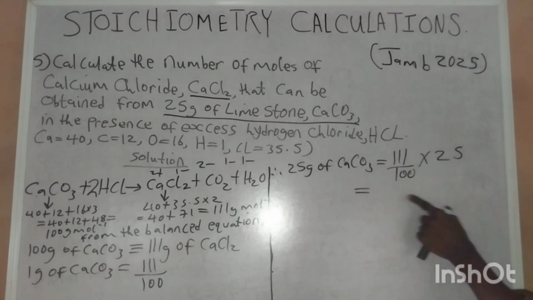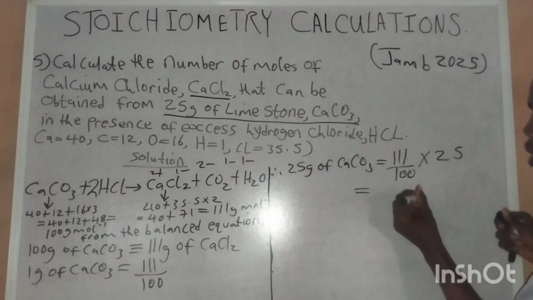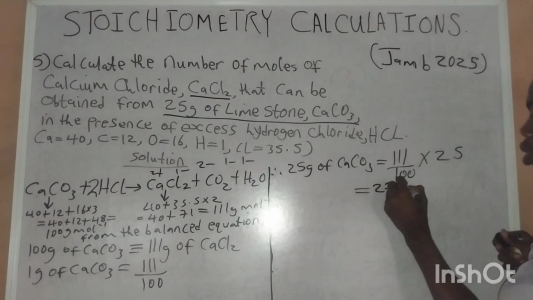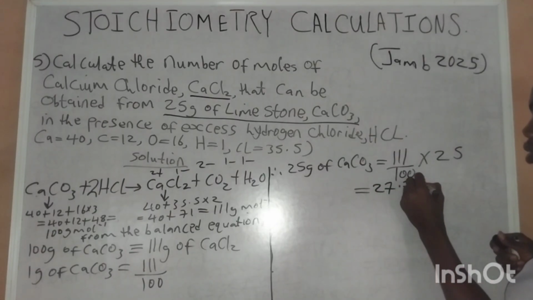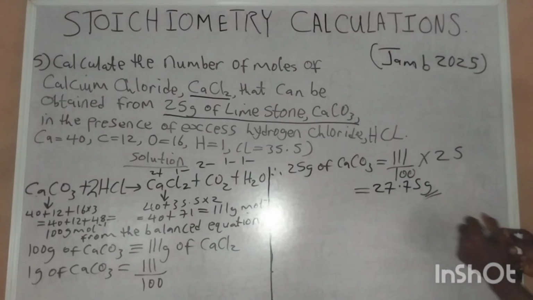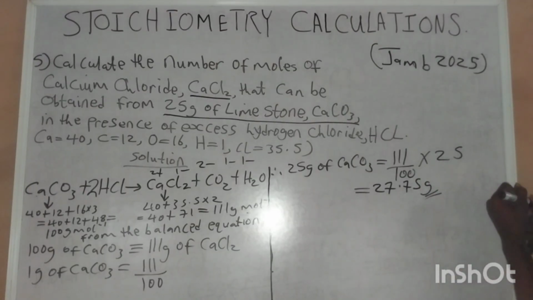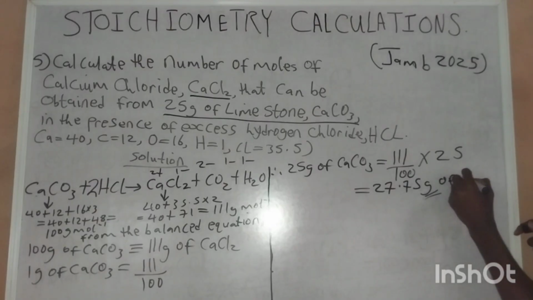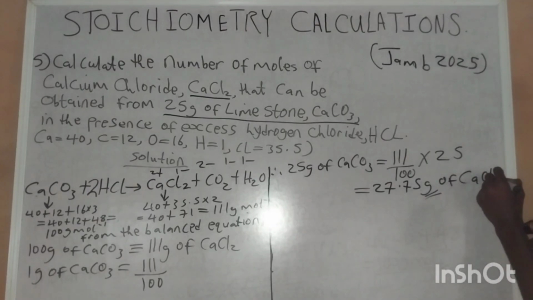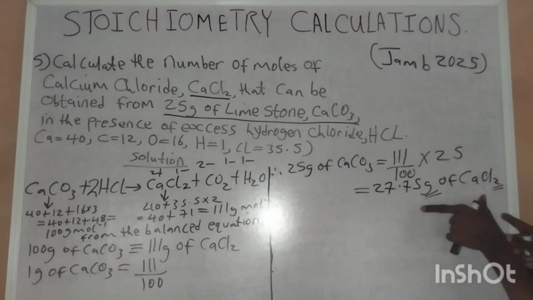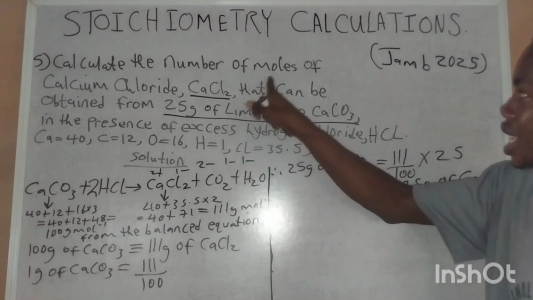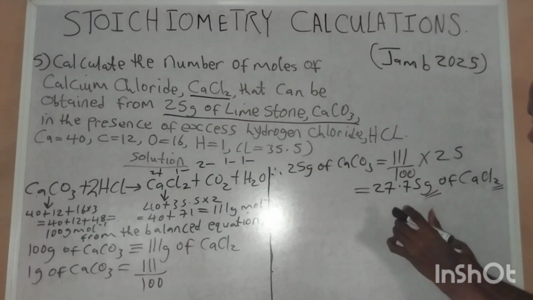So it's now 111 divided by 100 times 25. Now, if you evaluate everything here, you are going to get 27.75 gram of CaCl2. Are you seeing it now? 27.75 gram of CaCl2. So I've now got our mass of CaCl2.